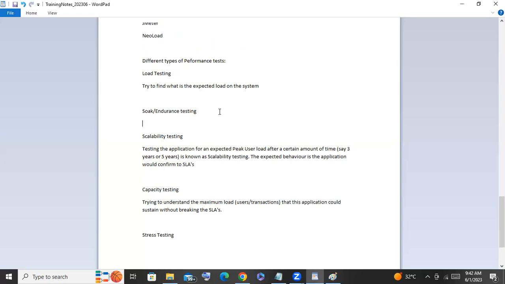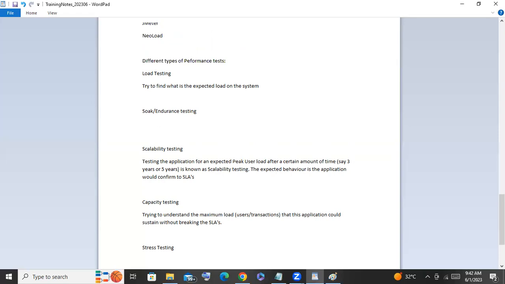Now let's talk about soak testing or endurance testing. What is this soak testing or endurance testing? Any guess? Testing the application for a long duration of time. Very good. Endurance, that should give you a hint. Or soak. What do you mean by soak? You are slowly waiting, for a long duration of time. That is a soak, right? So testing the application for a long duration of time is what soak testing or endurance testing is.